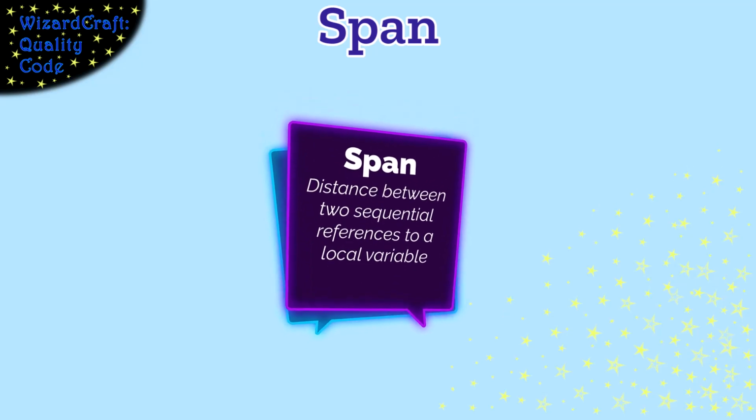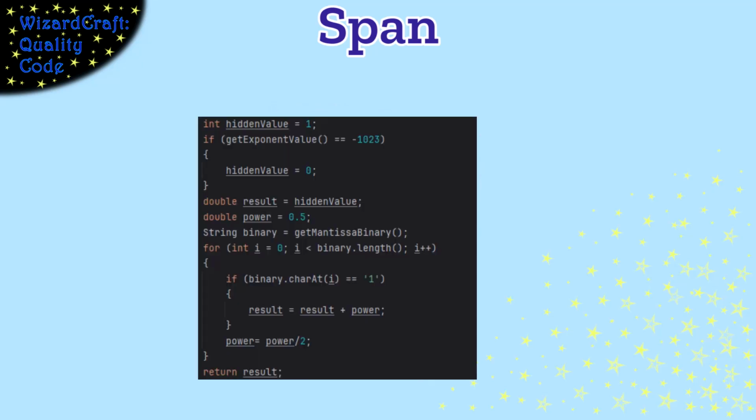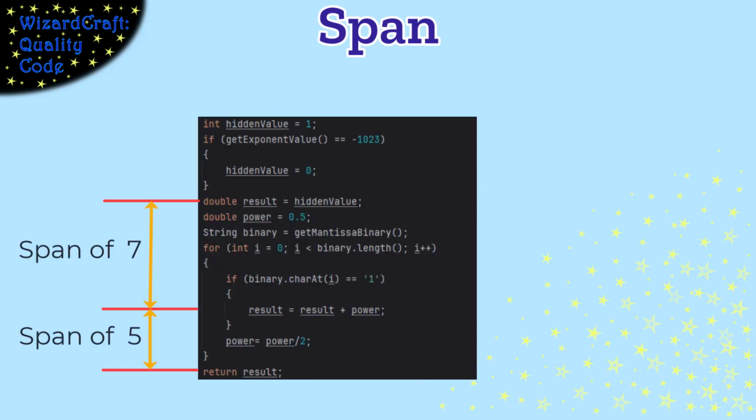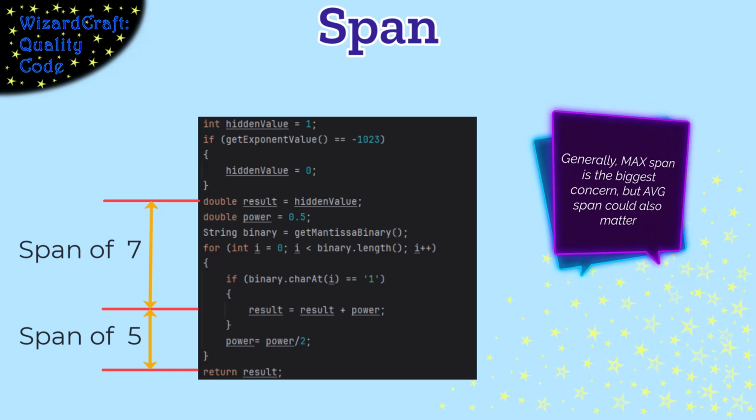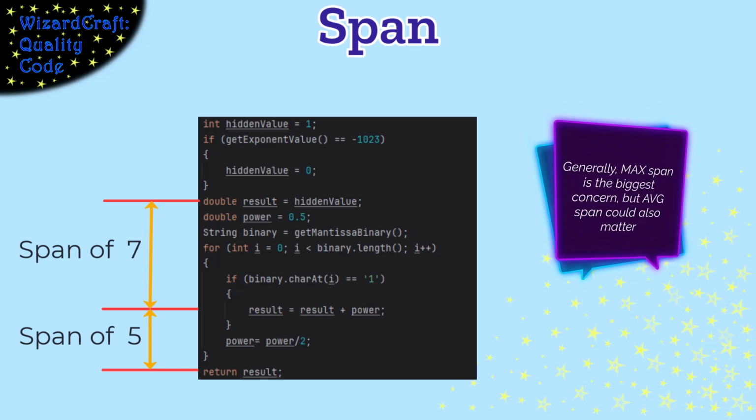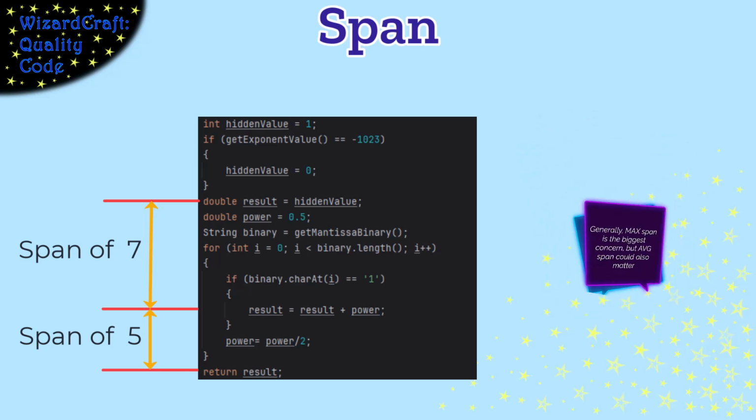Another measure for that, when we're talking about local variables, is span. Span is the distance between two sequential references to a local variable. The bigger a span is, the more chance that someone will insert code that makes the second reference no longer valid, or that someone will forget what the variable is used for and change its value incorrectly.